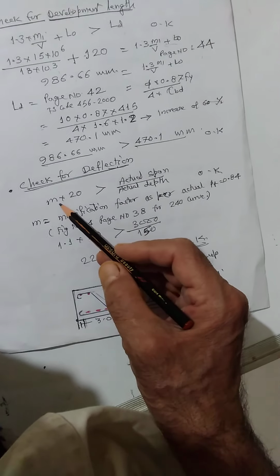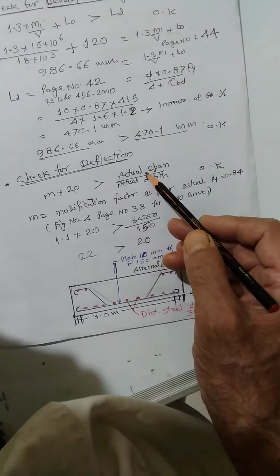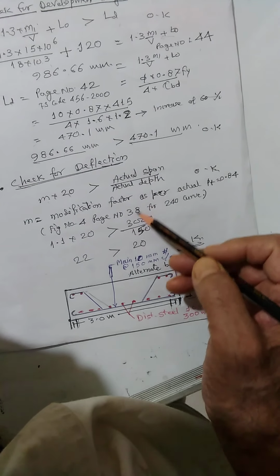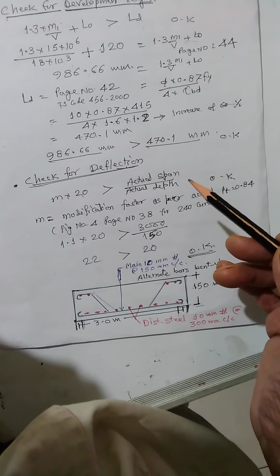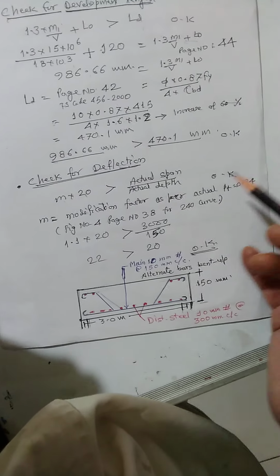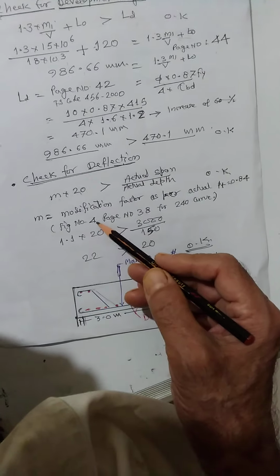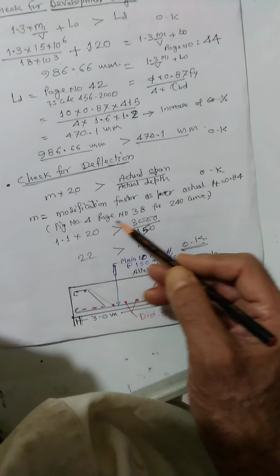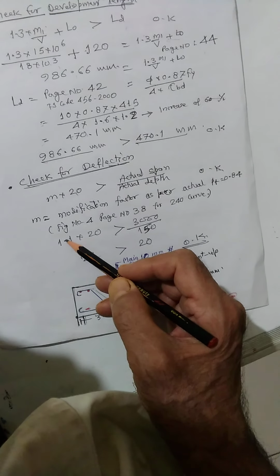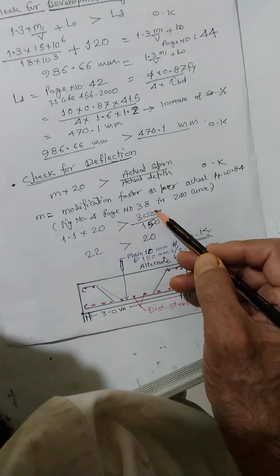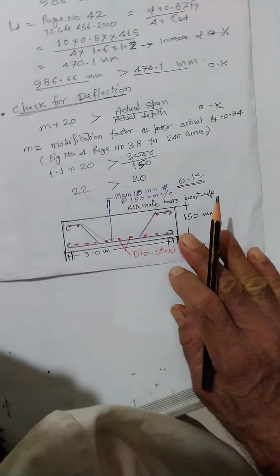According to the rule, modification factor into 20 must be more than actual span by actual depth ratio. Modification factor can be calculated by the percentage of steel that we have already found out previously, and then using figure number 4 and page number 38, we can find out the value of modification factor. It comes out to be 1.1 multiplied by 20 should be greater than actual span by actual depth. So 22 should be greater than 20. We can say our design is safe.